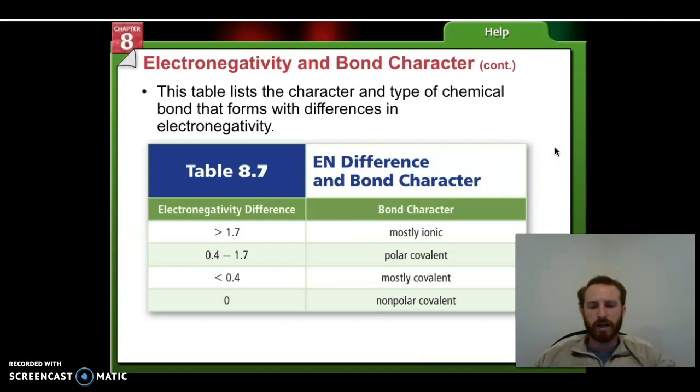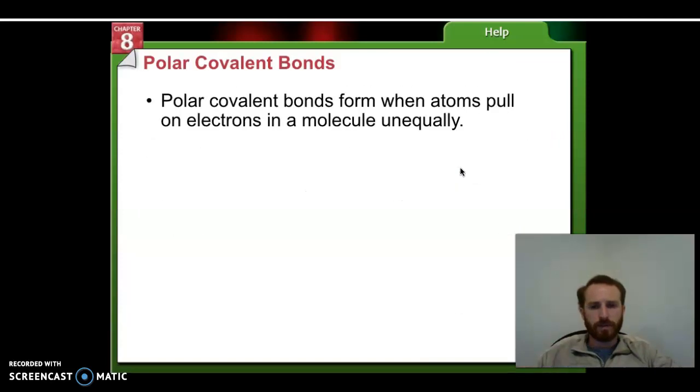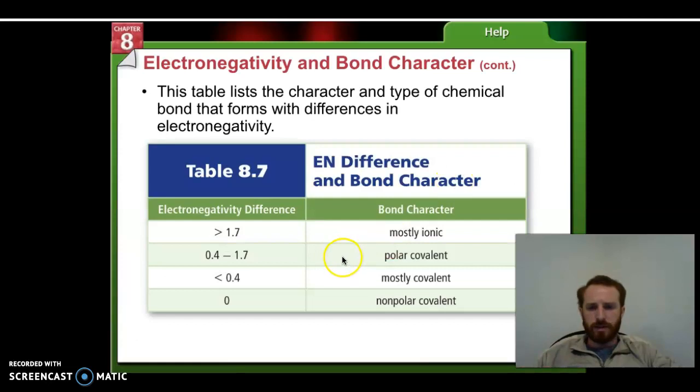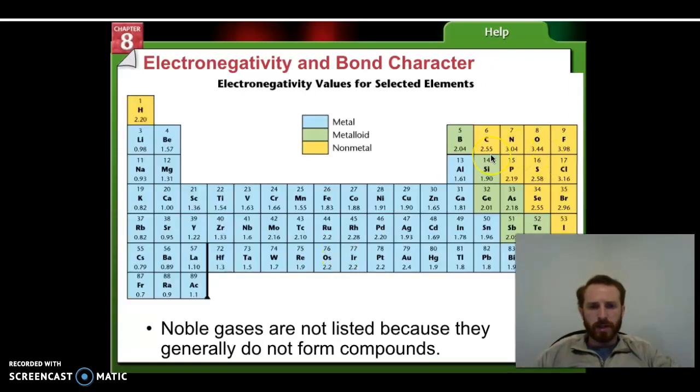Okay, so this table is going to list the character and type of chemical bonds that form when different electronegativity value differences are found between a bond. So we're not looking at the overall molecule. It's not like, okay, I have CH4, so what's the difference between carbon's electronegativity and all the hydrogens added up? It's a carbon and a hydrogen. What's the electronegativity difference? Carbon's got 2.55, hydrogen's got 2.20. So the difference between carbon and hydrogen is 0.35.